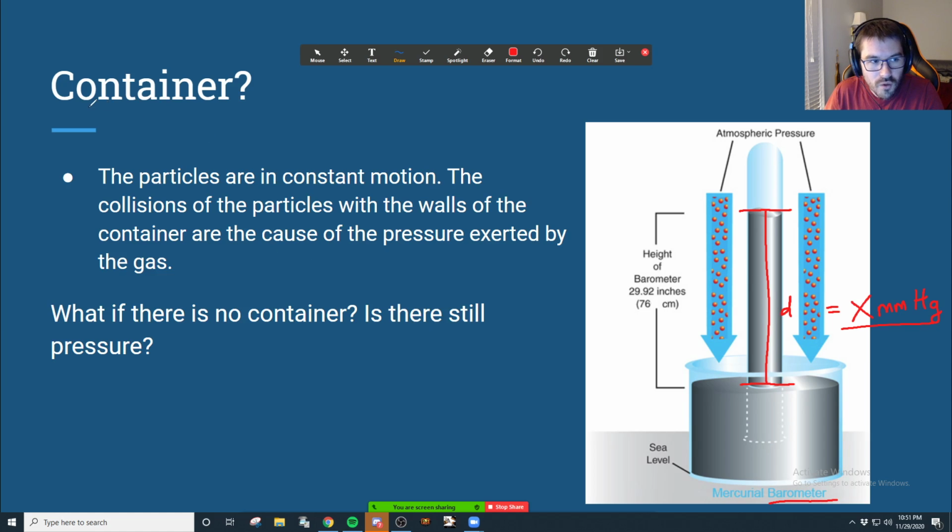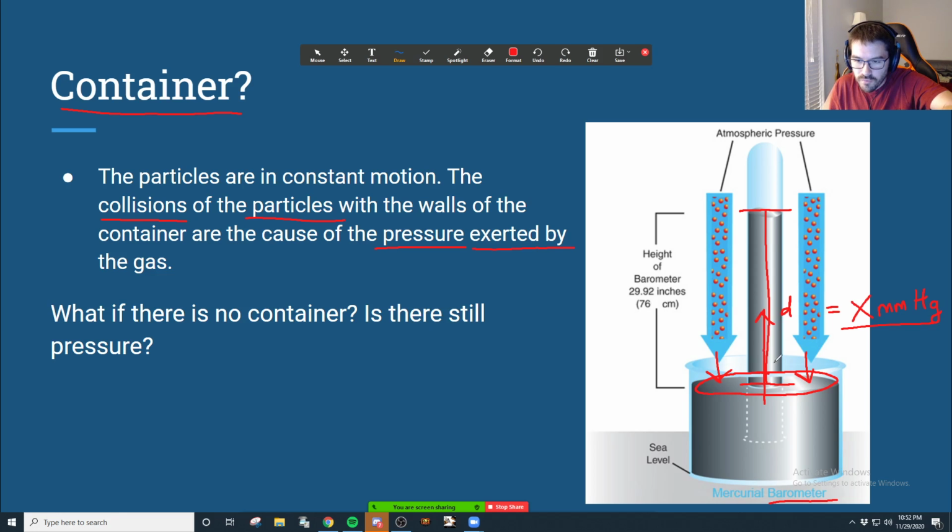What I wanted to talk about was, what's the container in this situation? The container would be, this is the wall right here. The surface of this liquid, that's the wall. That's where the particles are colliding and exerting their pressure. It's on this surface. They're literally pushing down the liquid and causing it to rise up this cylinder.